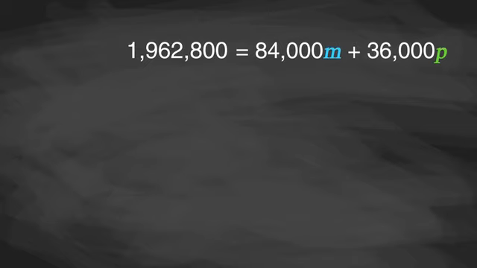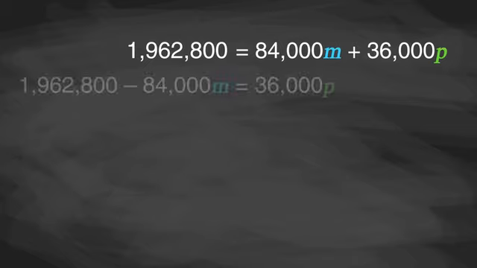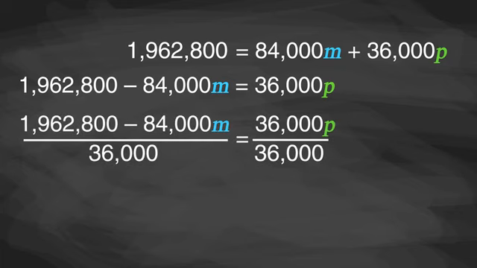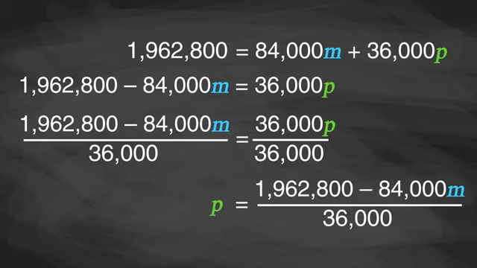Now, use inverse operations to solve for P. First, subtract 84,000 times M from both sides. Next, divide both sides by 36,000. Now we can see that P equals 1,962,800 minus 84,000 times M, all over 36,000.